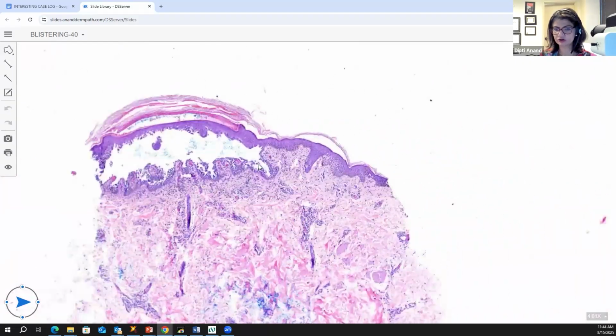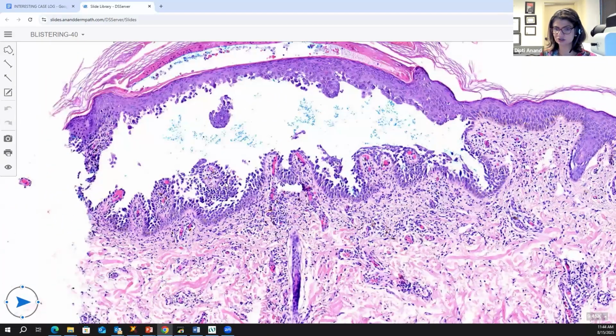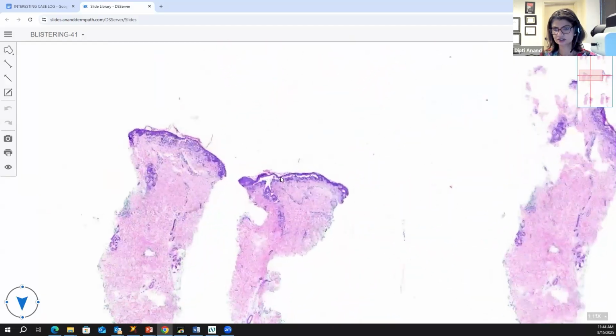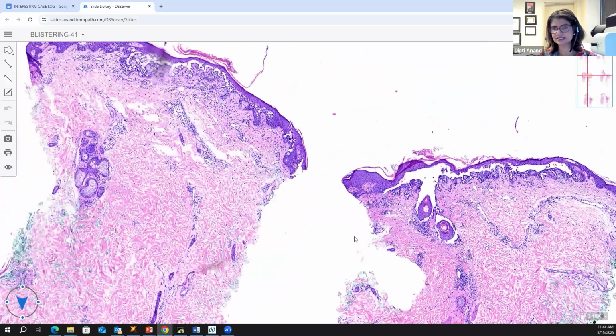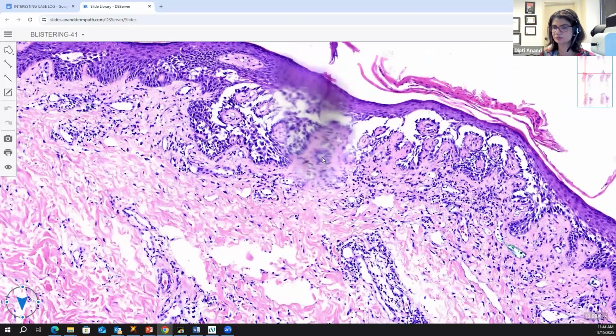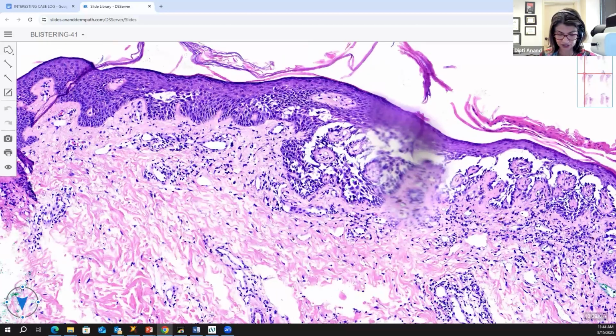It's another example of Hailey-Hailey disease. You can see the incomplete acantholysis or the dilapidated brick wall appearance. Let me show you another example. It's another example of Hailey-Hailey disease. You can see this is a nice dilapidated brick wall appearance right there. So that would be Hailey-Hailey disease, incomplete acantholysis.